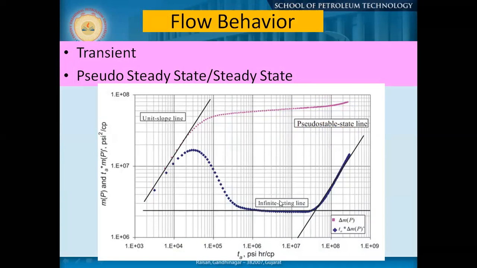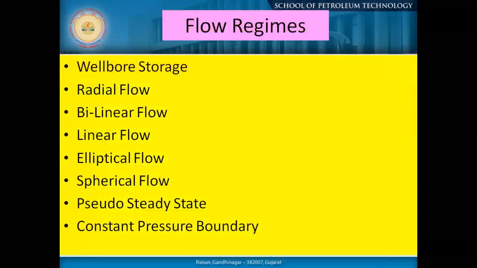Each and every part we will try to understand today with different diagrams and different perspectives. Simultaneously, we will look at the conventional plot as well as the diagnostic plot, so that we understand what is happening. These are the different flow regimes we discussed earlier: wellbore storage, then you may have radial flow, bilinear flow, linear flow, elliptical flow, spherical flow, pseudo steady flow, and constant pressure boundary.